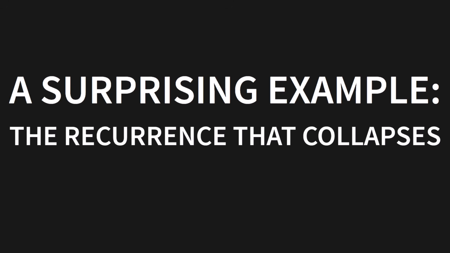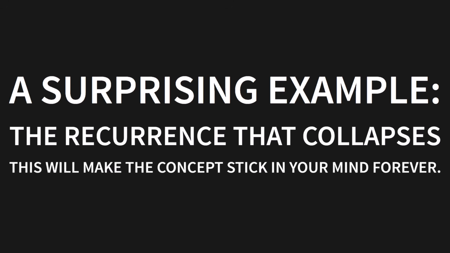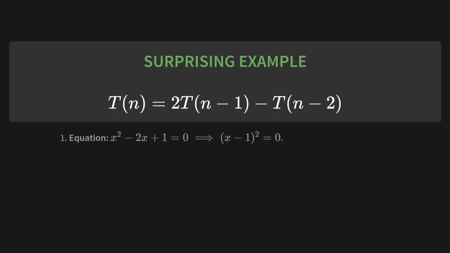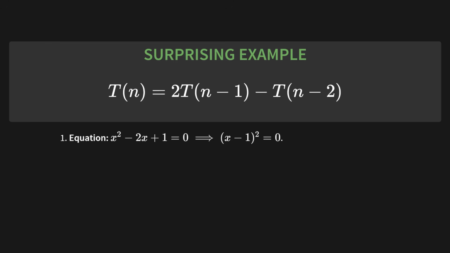I promise, this will make the concept stick in your mind forever. Look at this. T of n equals 2t of n minus 1 minus t of n minus 2. At first glance, this looks exponential. But let's trust our new method. Okay, step 1, the equation.